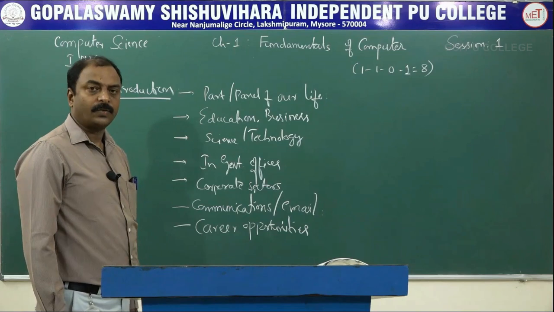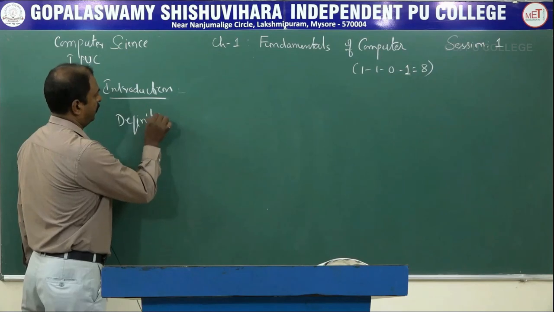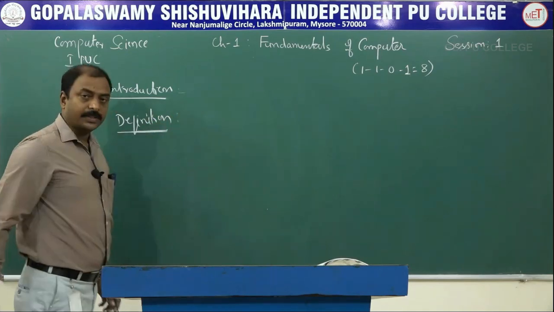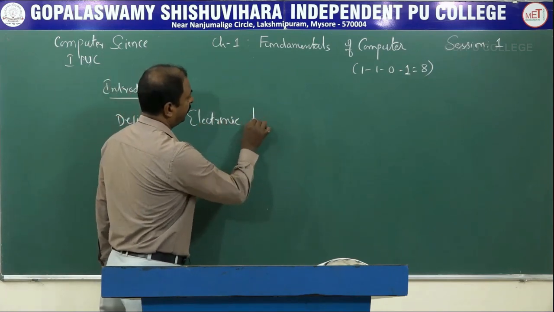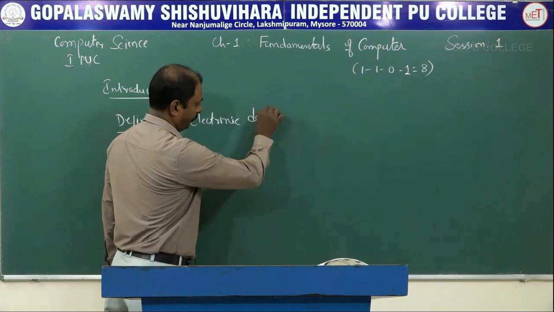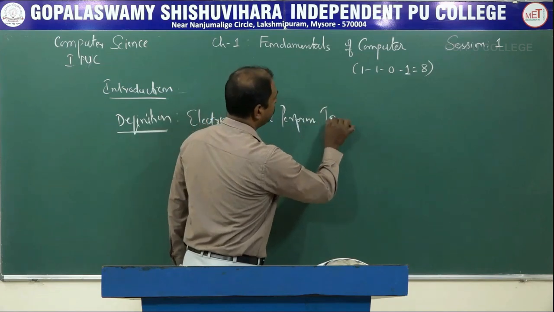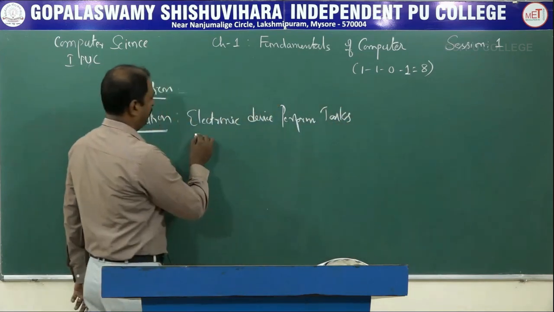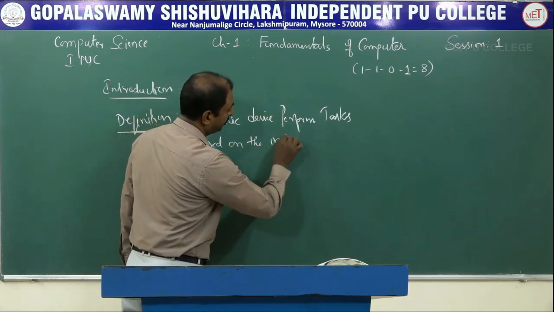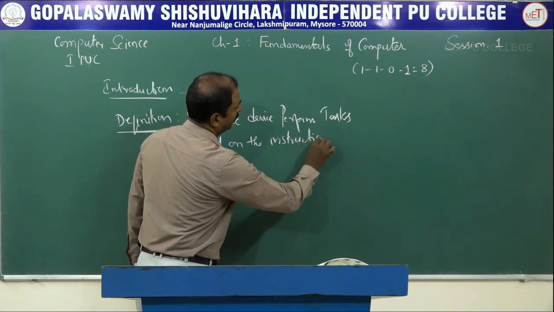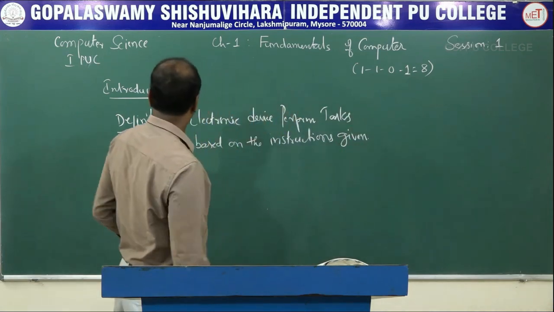Now let us understand the definition of computer. So what is a computer? It is an electronic device to perform tasks based on the instructions given. So what is the definition of a computer?